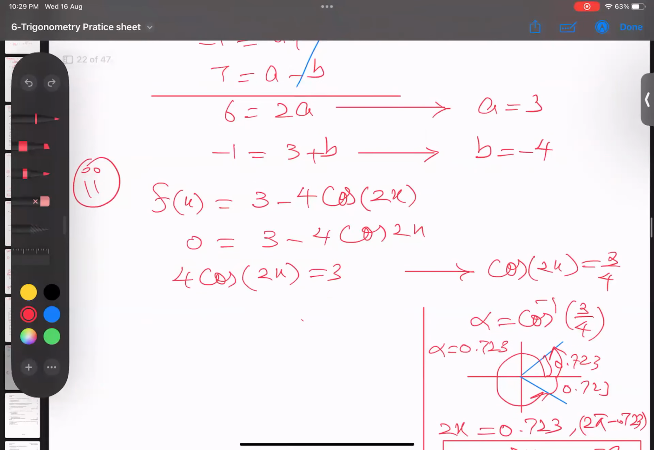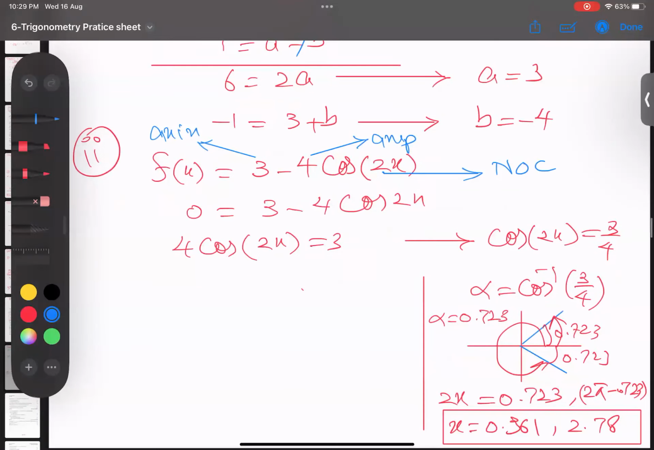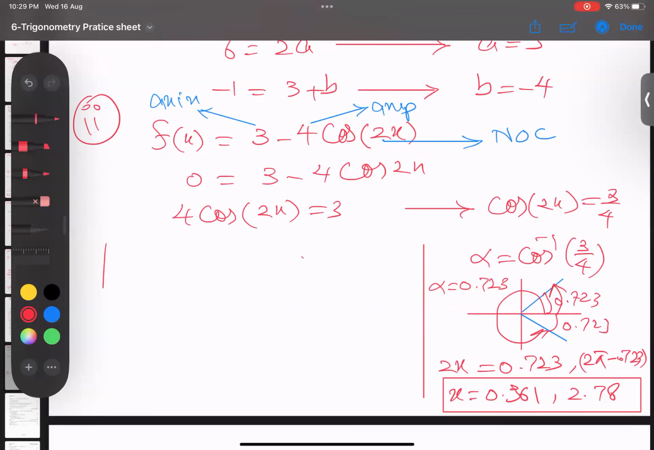So this multiplying element with the cos is called amplitude. So this 4 is called amplitude, and this adding or subtracting value is called axis. Sorry, this is called amplitude. This is called axis, and this 2 in the bracket is called number of cycles. If I make this curve, so inshallah I believe you will understand. So let's start.